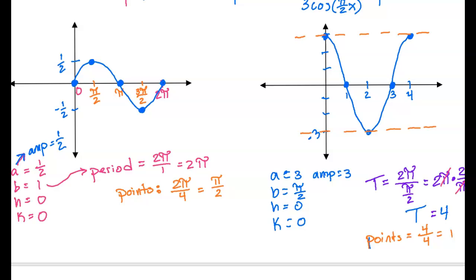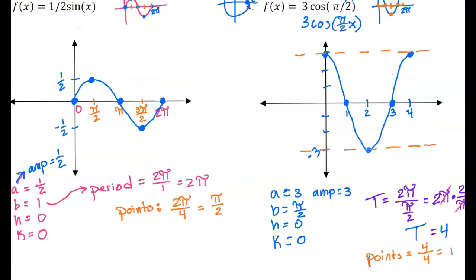So the bottom line is find A, B, H, and K. When you're not given the graph, like in these two examples, you use the B value to find your period, and then you use the period to find your perfect points. And then you draw it. That's the process. That's it.